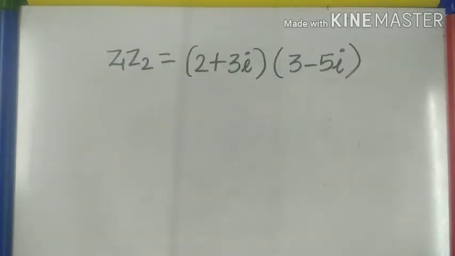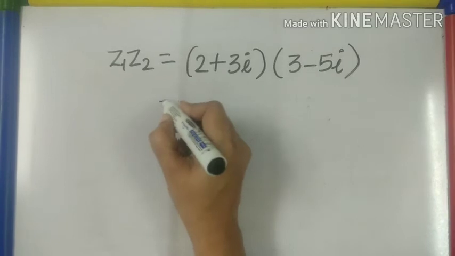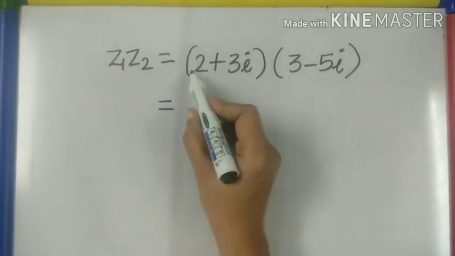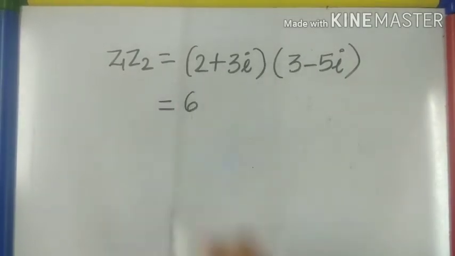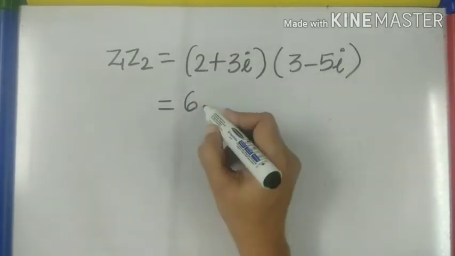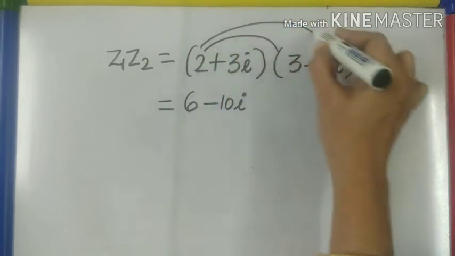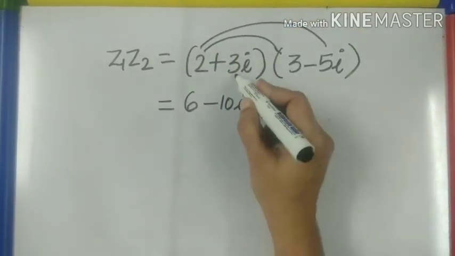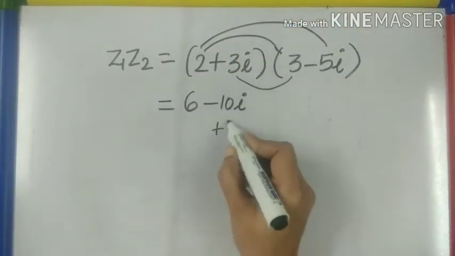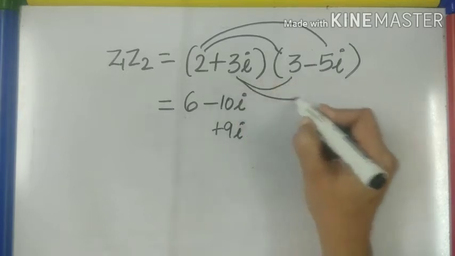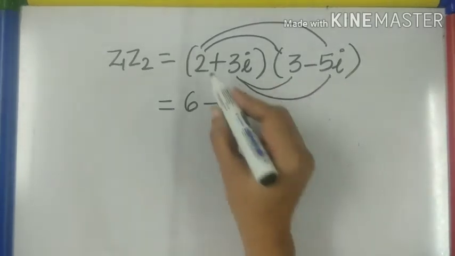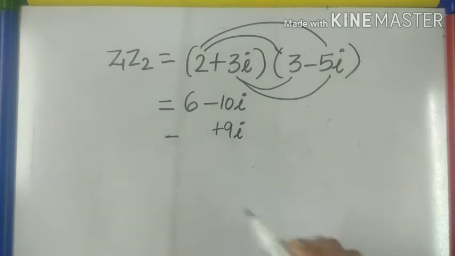How to multiply two complex numbers? Let us multiply. 2 3s are 6. 2 into minus 5i, minus 10i. Ordinary arrow mark I am doing. Then 3i into 3, 9i. 3i into minus 5i, plus into minus, minus.